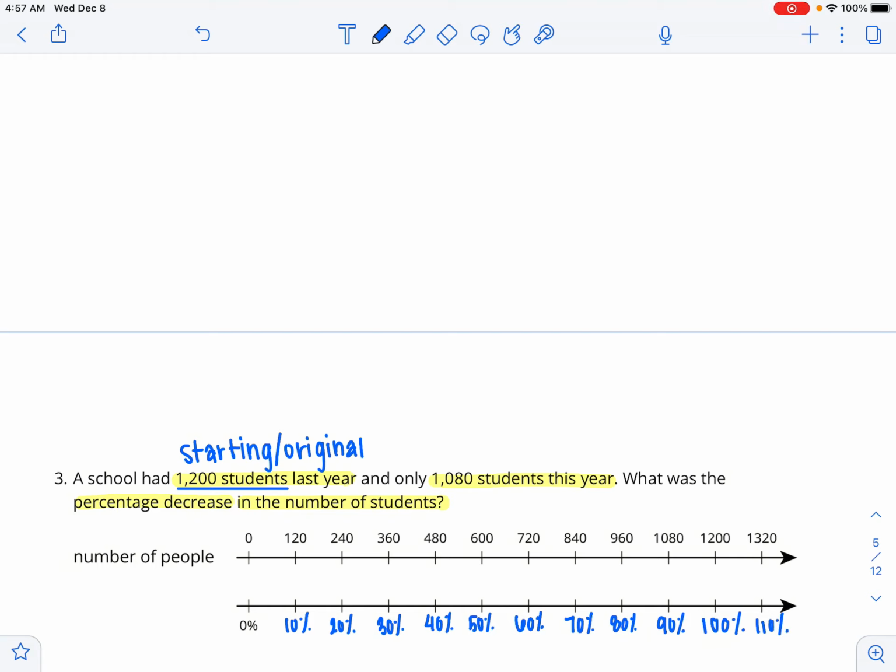So we know that this year the school only had 1,080 students, which is here on the number line. And 1,080 students is represented by 90%. But we got to be careful about the question because the question asks us, what was the percentage decrease in the number of students? Well, if the new amount is 90%, that means that the percentage decrease was 10%.